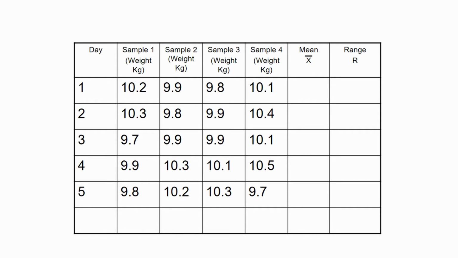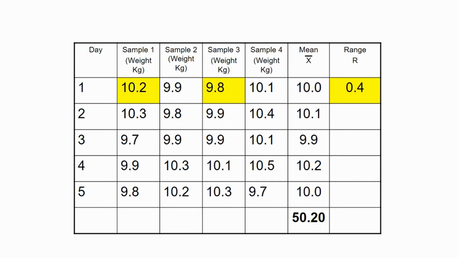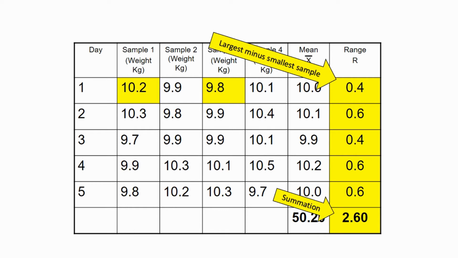Let's say a business wants to monitor the weight of door panels they are manufacturing. The manager collects 4 door samples every day for 5 days and tabulates them. The first step would be to compute the X bar column and range column. The X bar column is the mean of the samples, and then we add it all up to get the summation. Then compute the range column. It is computed by getting the difference of the largest and smallest samples, then added up to get the summation.